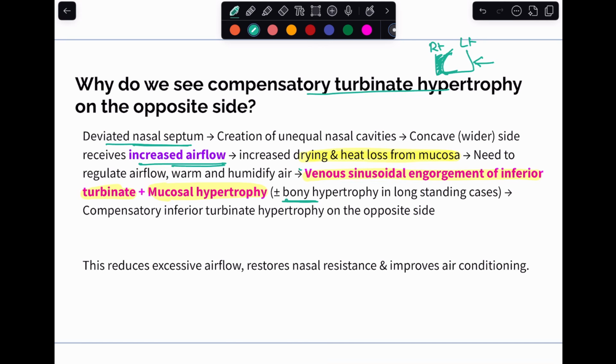So these three mechanisms: one is venous sinusoidal engorgement, second is mucosal hypertrophy, and third is bony hypertrophy. All of these together lead to the development of this compensatory turbinate hypertrophy on the opposite side. The purpose of this is to reduce the excessive airflow that is happening here, restore the nasal resistance, and improve the air conditioning of the air by warming it and humidifying it. So this is the reason why we see a compensatory turbinate hypertrophy on the opposite side.